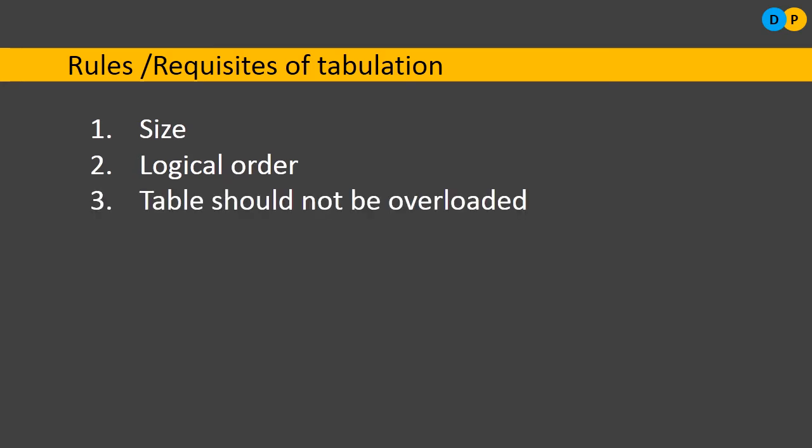Next, the third rule is the table should not be overloaded. What does it mean? Table should not be overloaded means it should not consist of too many characteristics. If there are too many different types of characteristics, then the complete data becomes irrelevant. That is, you cannot study anything.